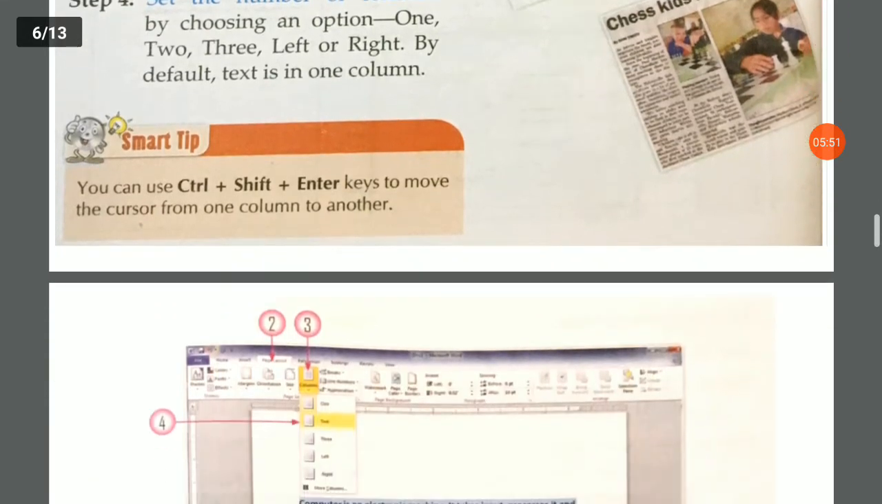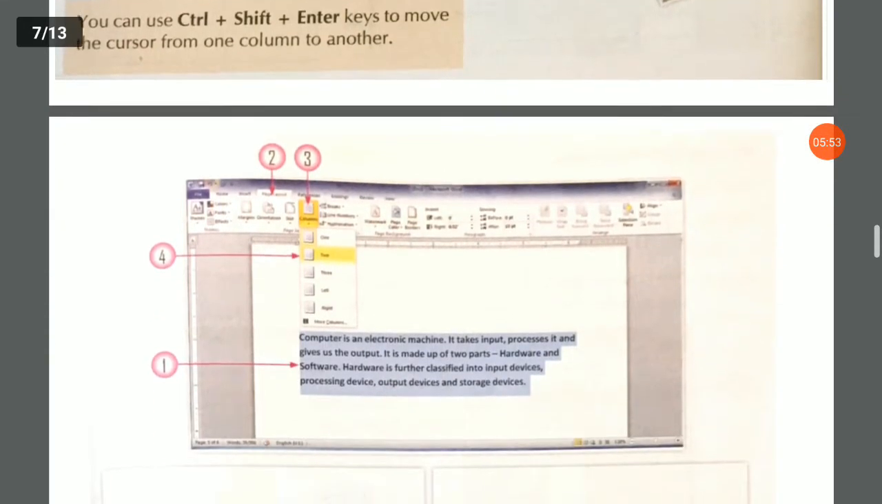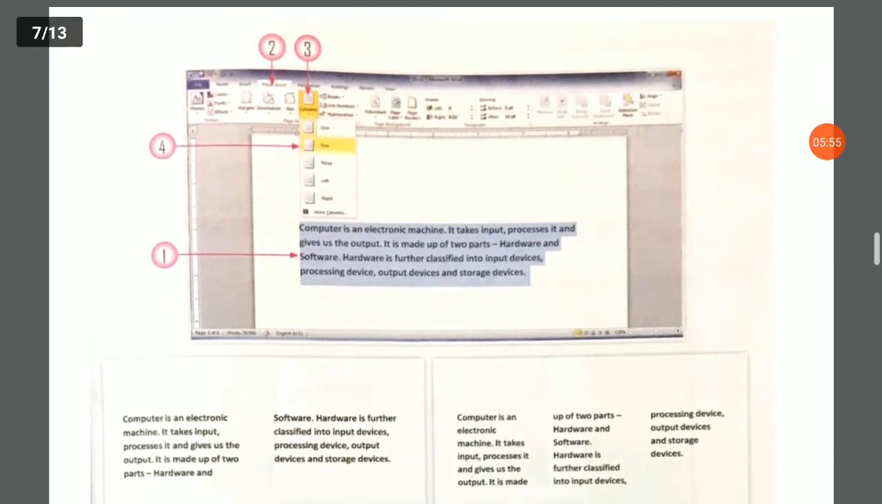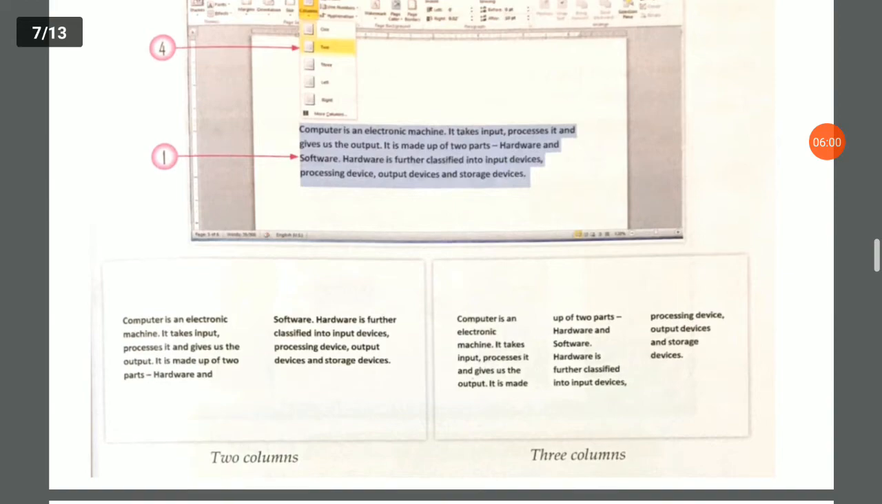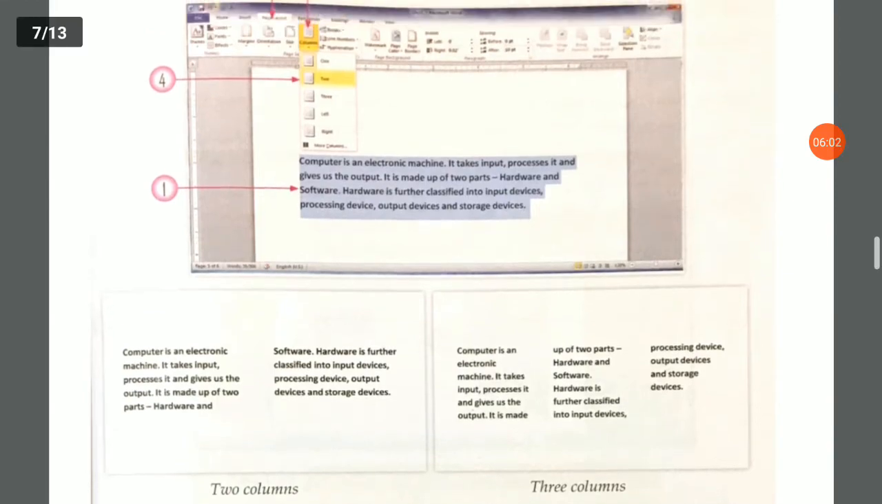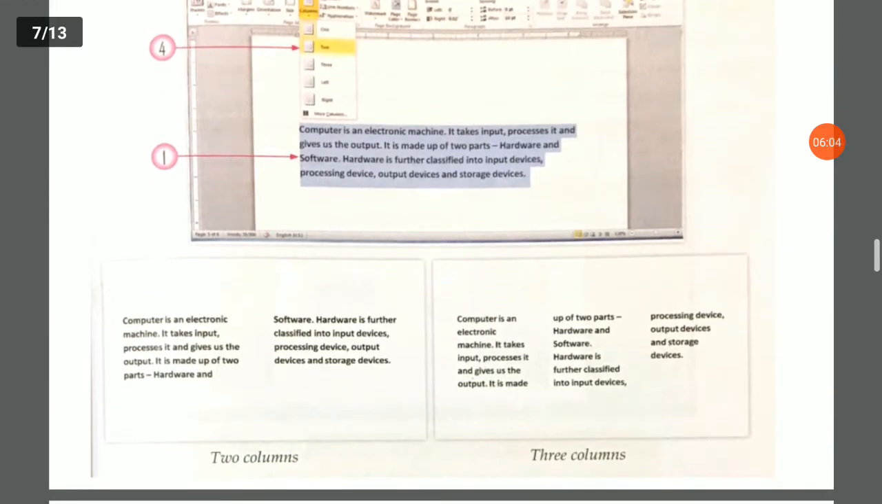the Columns option. Now in the Columns option you will see different options are there, 1, 2, 3, 4. So we can choose 2 columns or 3 columns. As you can see, this 1 column paragraph can be converted into 2 columns or 3 columns.